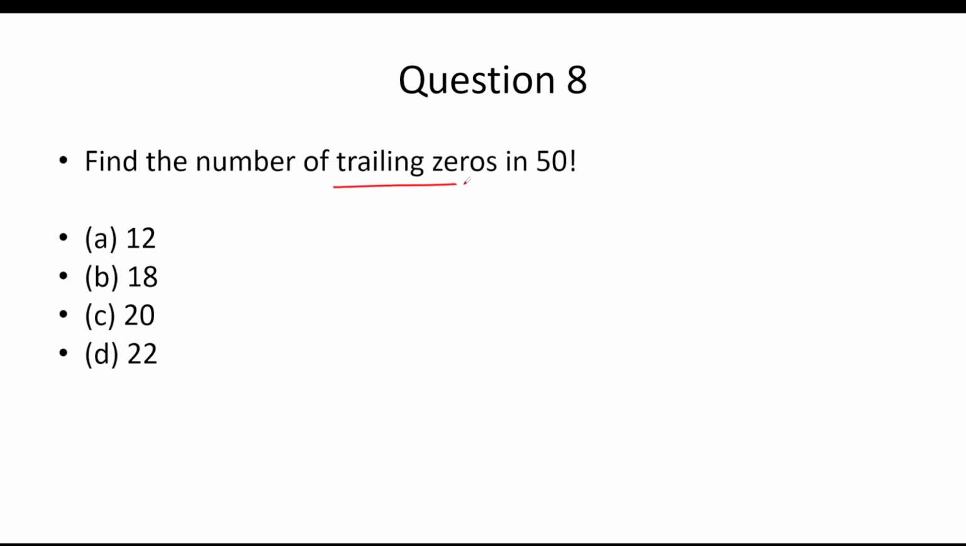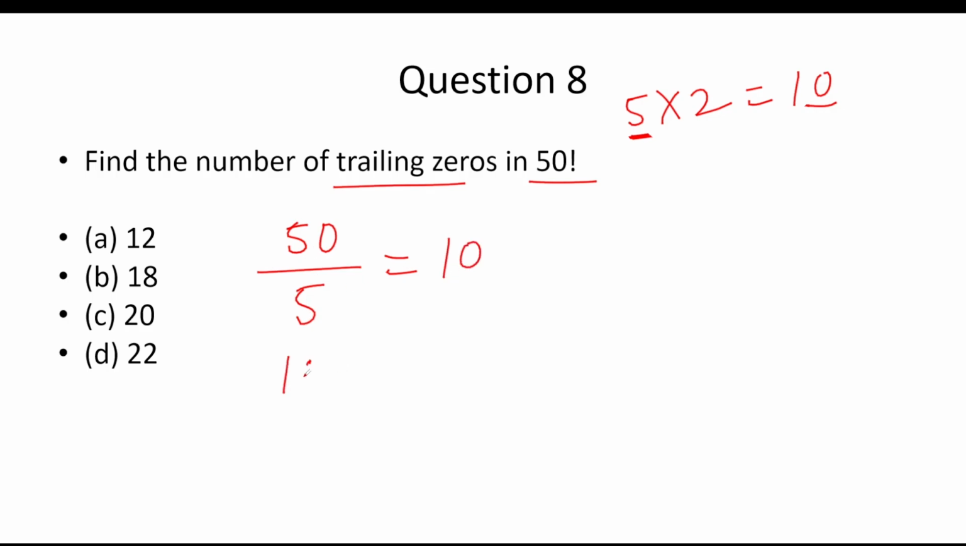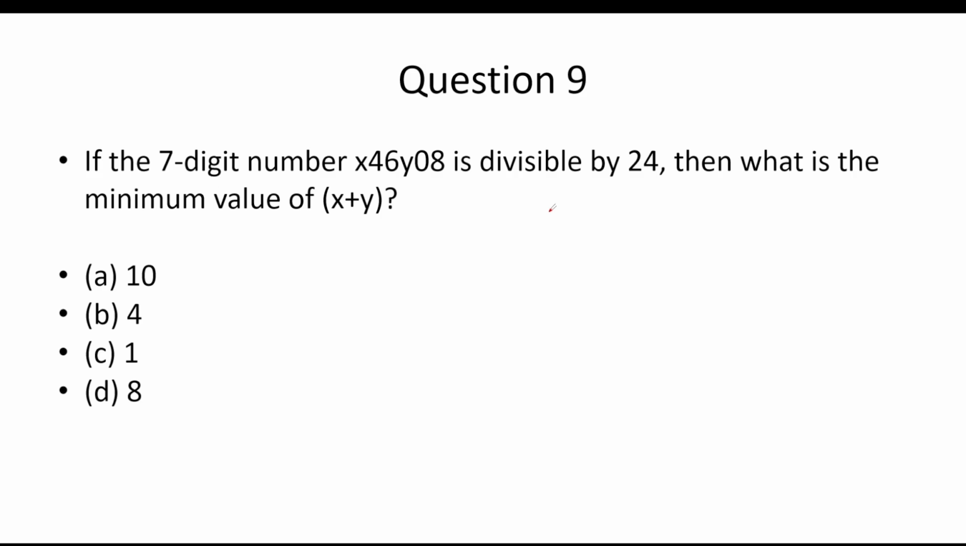Next question, number of trailing zeros in 50 factorial. All of you know how we find the trailing zeros. We divide by 5 and count the number of 5s, because 5 into 2 makes 10, which means 1 0. So the minimum will be the number of 5s. So 50 by 5, quotient is 10. Again divide 10 by 5. What is the quotient? 2. So what is the number of trailing zeros? 10 plus 2, 12.